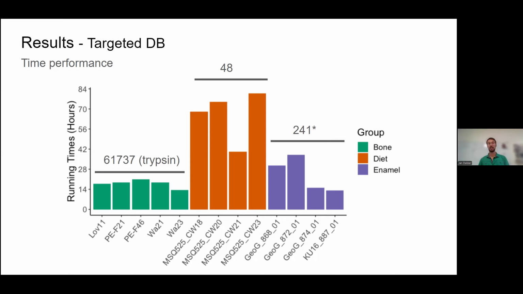I think this clearly indicates that we still have quite some work to do on the dietary sample side of things. But the running times for the bone and the enamel are probably representative. And you can see it still takes quite a fair amount of time, even though we have these targeted databases. Now, of course, the most interesting thing is to compare the amount of protein and PSMs that we have found from the targeted to the wide databases, which I'll get to now.